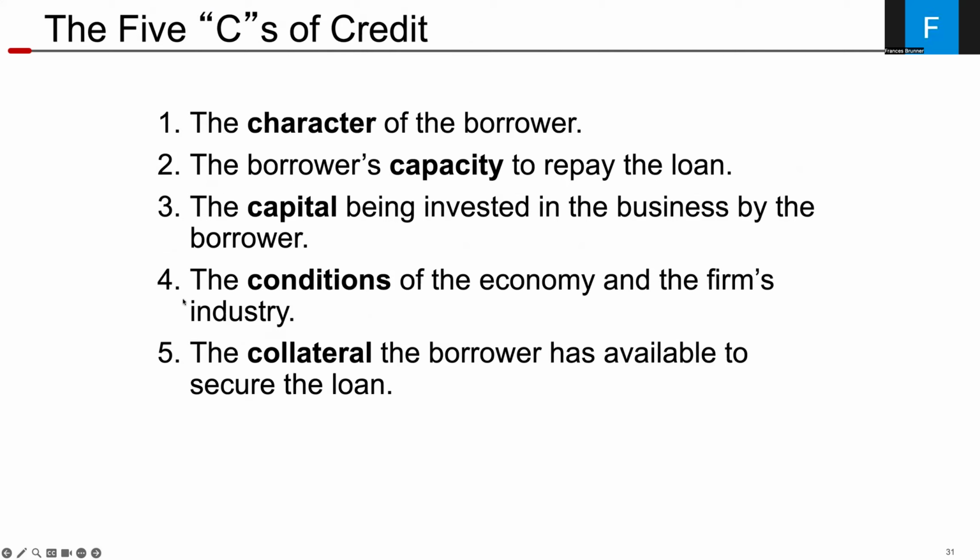So, in order to receive credit from lenders, they generally use the rule of the five C's. They are checking the character of the borrower. It's essential that lenders make good decisions when deciding whether or not to loan capital to potential borrowers. The borrower needs to have the capacity to repay the loan.